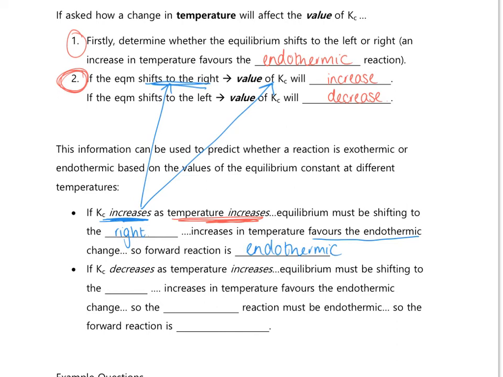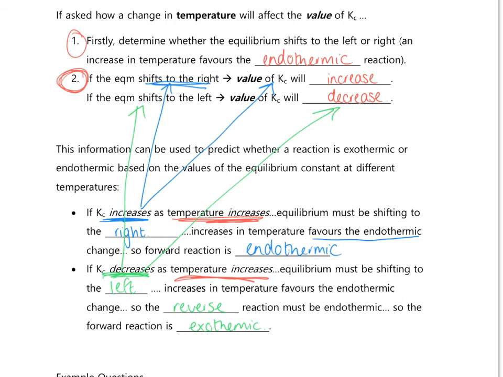But if the temperature increases and Kc decreases, what can we tell about Kc decreasing? Kc decreases, that must mean the equilibrium has shifted to the left. Increases in temperature favours the endothermic change. So the backwards reaction, the one that has caused the equilibrium to shift to the left, is endothermic. So the reverse reaction is endothermic. So the forward reaction must be exothermic.